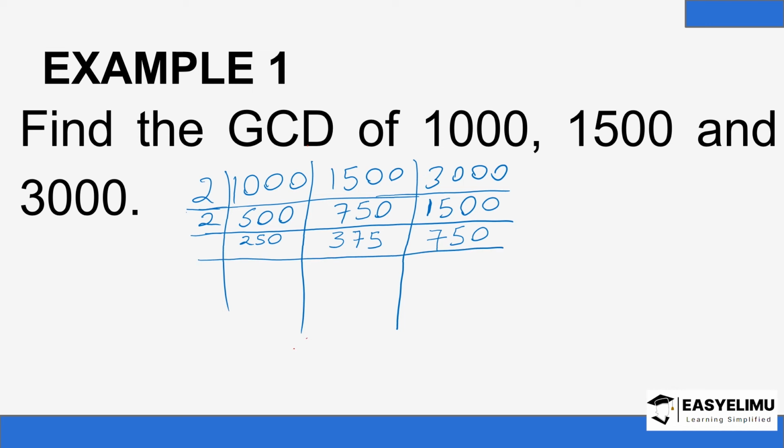So here we cannot use 2 because, remember, for GCD, as we discussed in the previous slide, the prime number picked must be a factor of all the numbers. You see there are 3 numbers here: 250, 375, and 750. If we picked 2, that 2 is supposed to be a factor of all. The middle one, 375, is not divisible by 2 because it doesn't end in a 0 or an even number. So maybe I'll try 3.